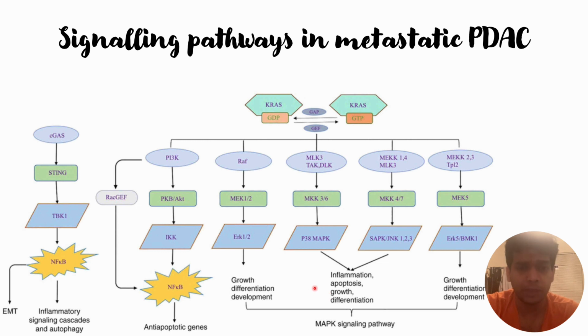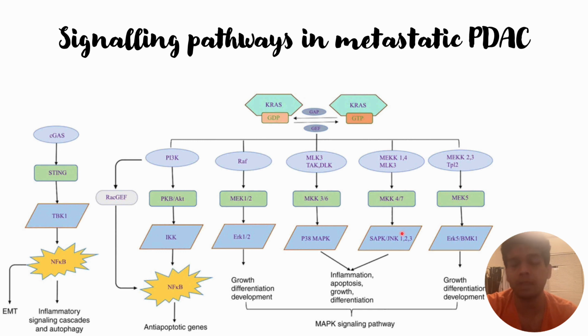And simultaneously, in order to promote the survival of the tumor cells, inflammation pathways are also triggered along with apoptosis and growth differentiation, and these are taken care of by the MLK3 and MEK11/MEK14 pathways. And finally they will lead to the MAPK pathways through P38 and SAPK/JNK 1 to 3.